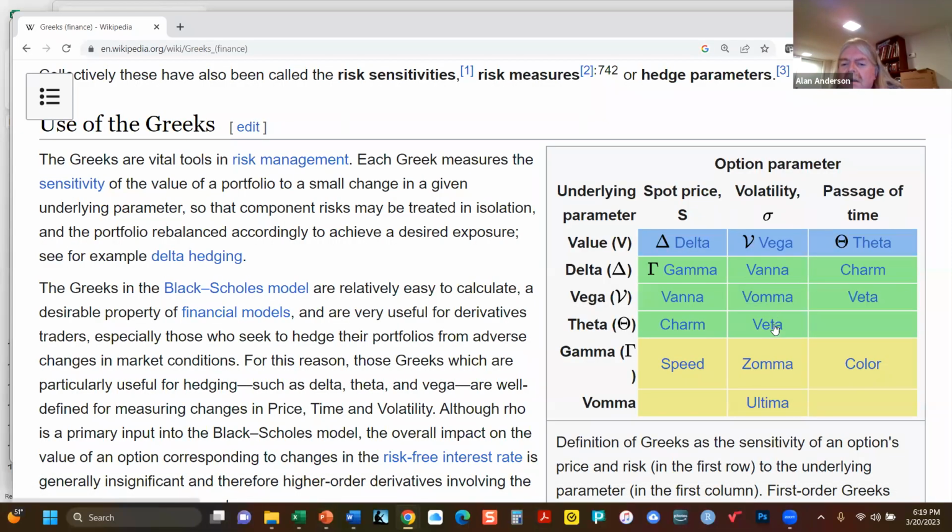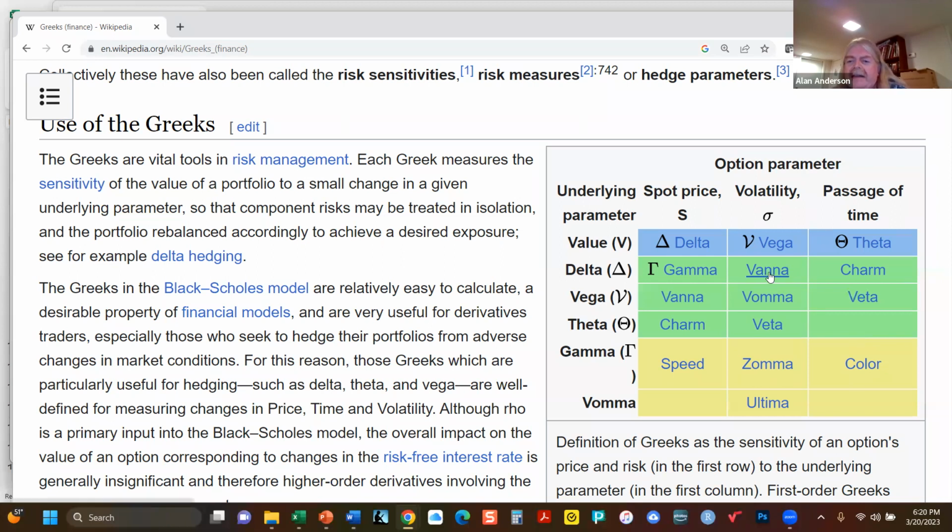Oh, they're missing. For some reason, they're not showing rho in here. I didn't notice that the first time. But anyway, these others are kind of strange, with very oddball names that are dreamed up later on. These are often functions of other Greeks. They're not directly related to the options.